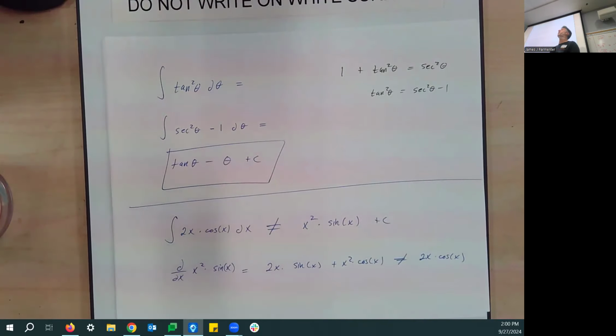But I really want you to know that you can't integrate something times something by doing the antiderivative of the first thing times the antiderivative of the second thing. It does not work. All right, that's it.